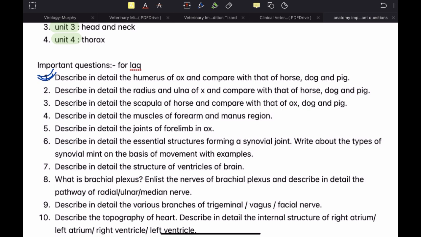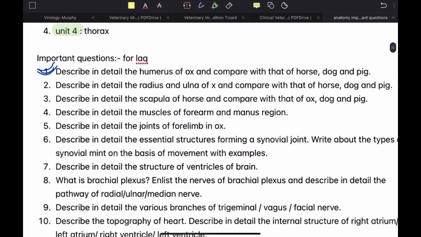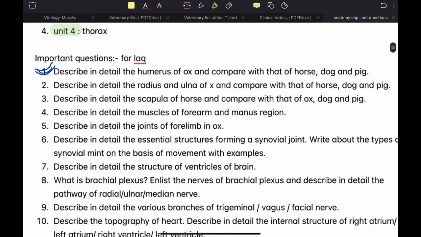Okay, like that, and then write a few points. Usually 4 to 5 points are very good. You don't need to go anything above it. 4 points are definitely necessary. If you are writing just 2 to 3 points, then there is chance of deduction of marks. Okay, then describe in detail the radius and ulna of ox and compare with that of horse, dog, and pig. Again, very important, just like humerus.